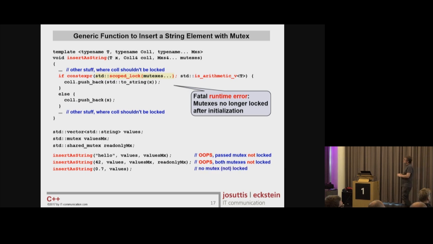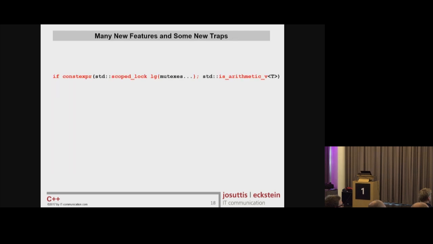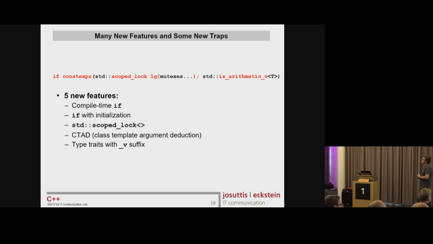That's more or less every combination I want to introduce here. So you have seen here, I think, 5 or 6 different new features just in this one line, in the if constexpr line. You're using a compile time if, you are using an if with an initialization, you are using a scoped lock, you are using is_arithmetic_v as a shortcut, and you're using class template argument deduction because you don't have to specify the type of the mutexes when you declare the class template object scoped lock. So that's nice. That's a little improvement.